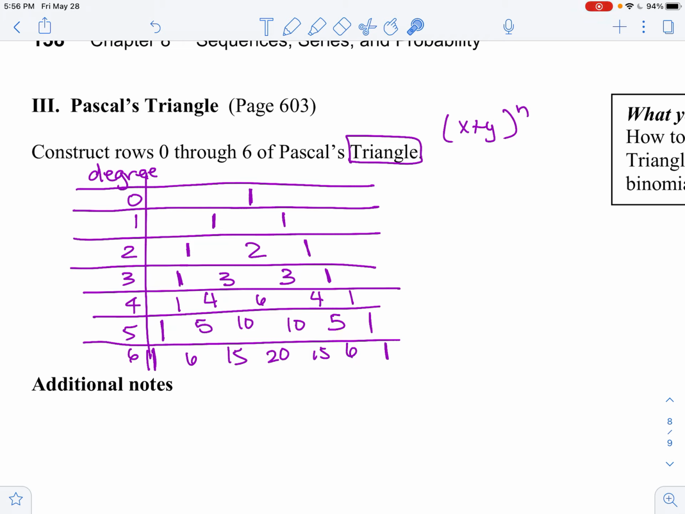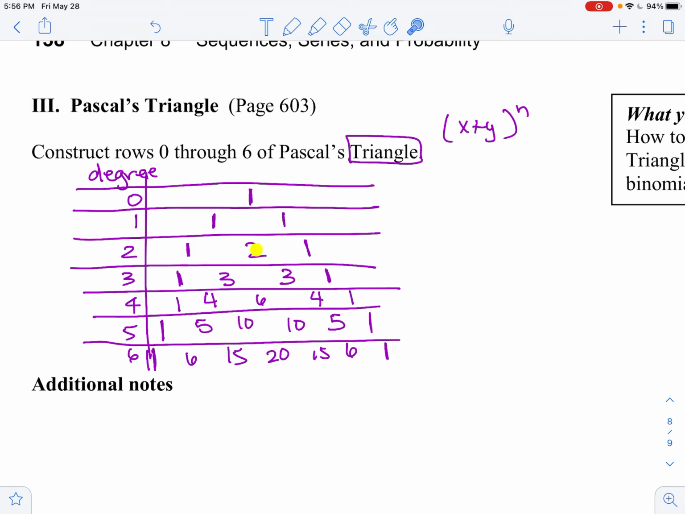Do you guys see a pattern here? See how we went 1 plus 1 is 2. 1 plus 2 is 3. 2 plus 1 is 3. And then here we went 1 plus 3 is 4. 3 plus 3 is 6. So see how it goes in a symmetrical pattern.